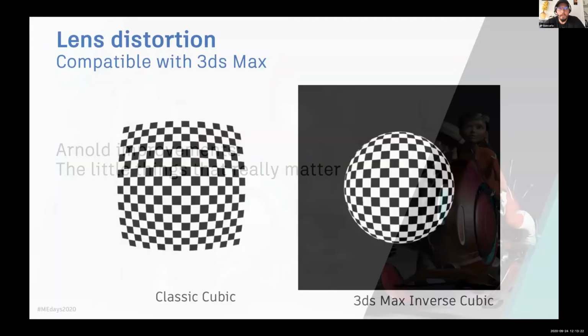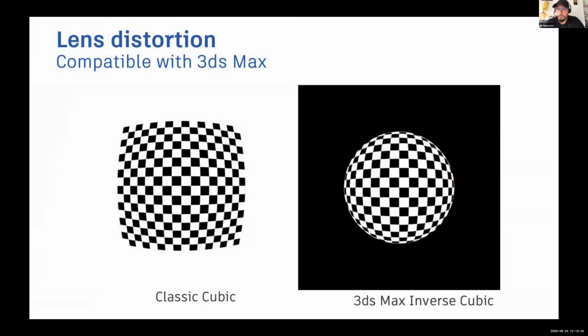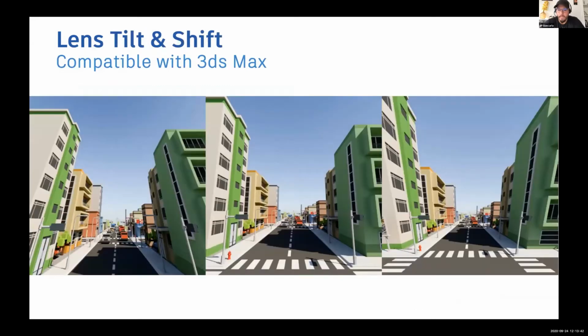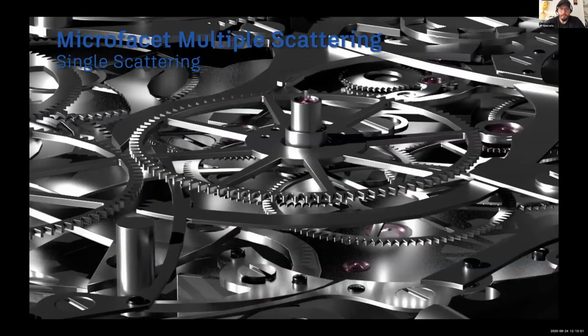We made things like lens distortion now compatible with 3ds Max. It is important in the Polish market because I know 3ds Max is being used widely in Poland. As you might see, we have the 3ds Max inverse cubic and the classic cubic working there. Lens tilt and shift are also now compatible with 3ds Max. This is another thing that we added. Microfacet multiple scattering is also there for single scatter and multiple scatter, as you may see there. See the difference, how much brighter that image can get.